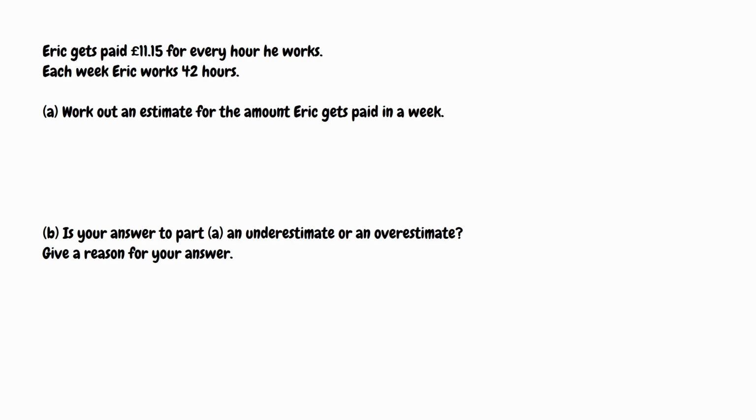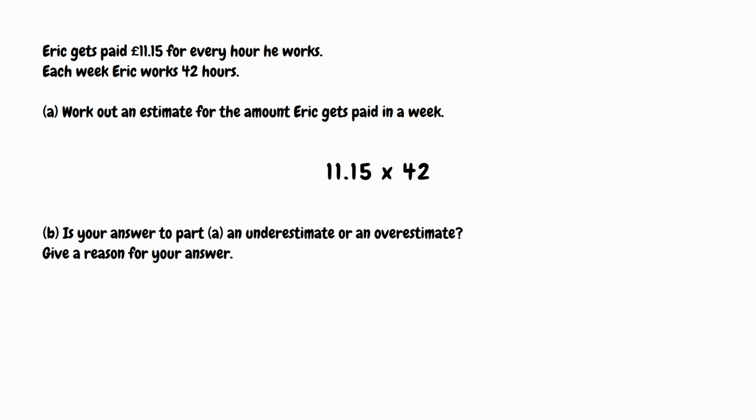For this question, we have Eric gets paid £11.15 for every hour he works. Each week, Eric works 42 hours. We need to work out an estimate for the amount Eric gets paid in a week. So we're told how much Eric earns for each hour he works, and we're told how many hours he works in a week. All we'd have to do to figure out the actual value that he gets paid in a week is simply multiply these two values together: 11.15 multiplied by 42. But for this question, we only need to estimate.